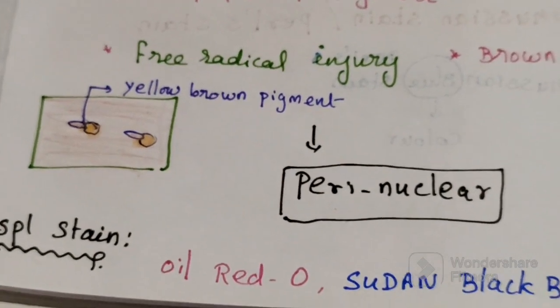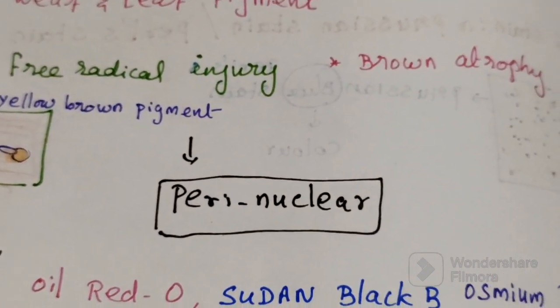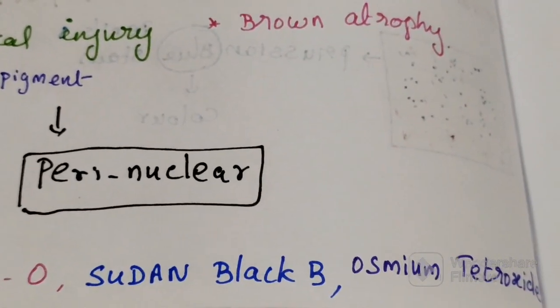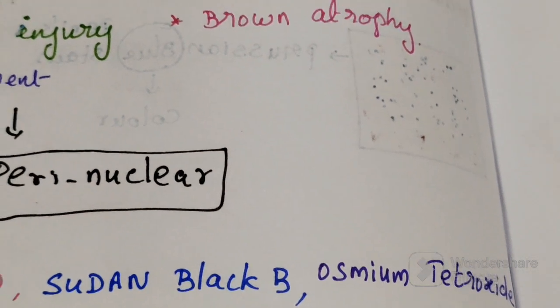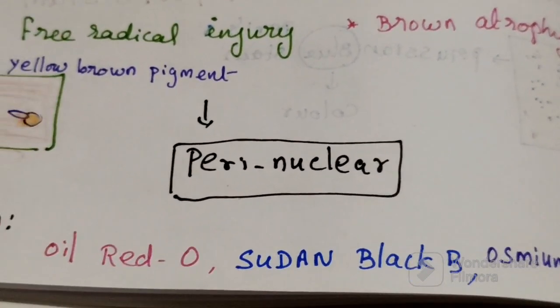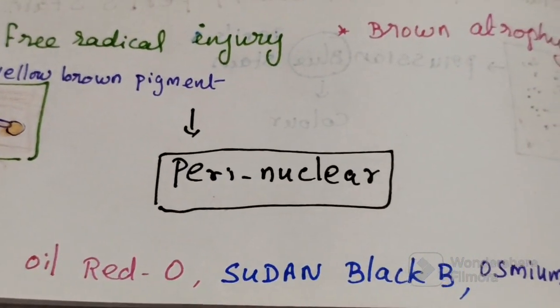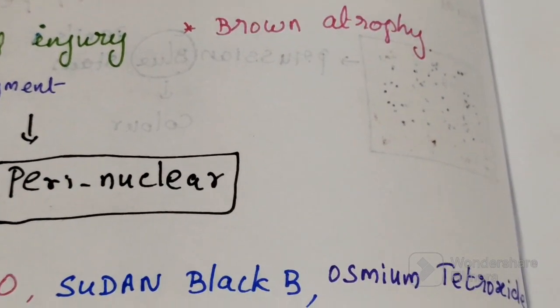Does lipofuscin have any special stain? Oil red O, Sudan black B, then osmium tetroxide. These are the stains used for lipofuscin. What are the three stains? Oil red O, Sudan black B, then osmium tetroxide.